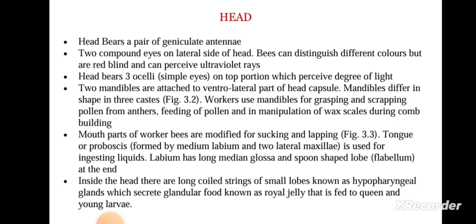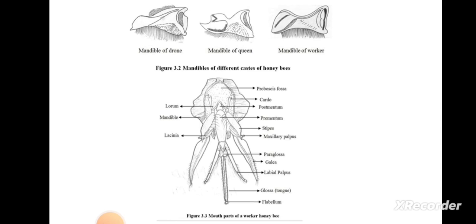Two mandibles are attached to ventrolateral part of the head capsule. Mandibles differ in shape in the three castes. Workers use mandibles for grasping and scraping pollen from anthers, feeding of pollen and in manipulation of wax scales during comb building. Here in different kind of caste, the mandibles are different shape. Mandible of drone, as it is already discussed, drones use it for comb production as well as honey extraction. Then mandible of queen, this doesn't have much function, and mandible of worker, it is also somewhat simple only.